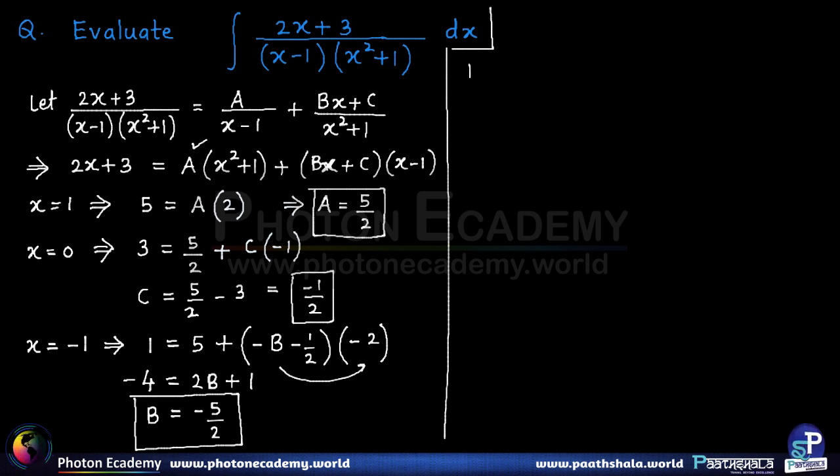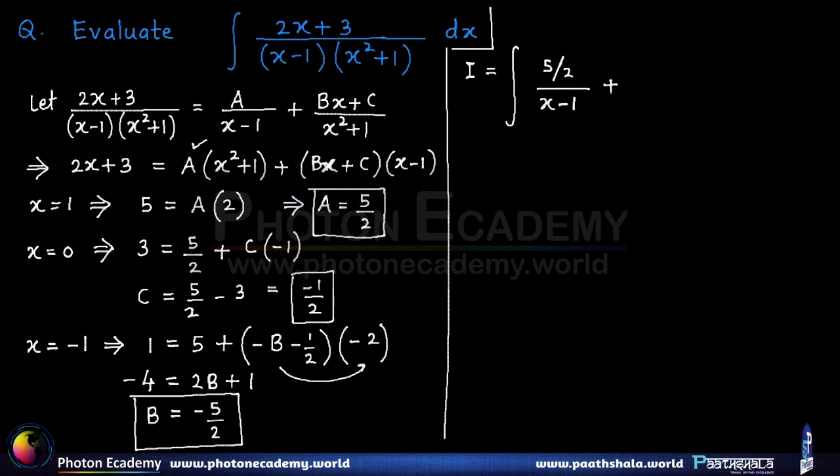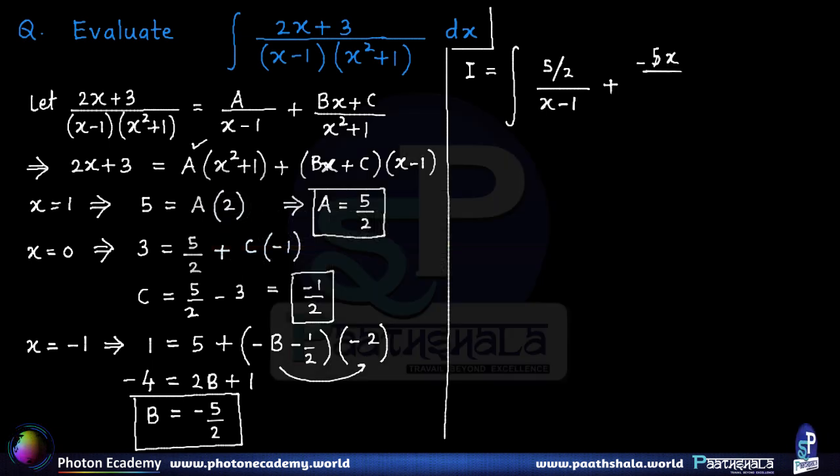So our integral can be written as the integral of A, which is 5 by 2, upon x minus 1, plus, now here we have Bx plus C, so B is minus 5 by 2, so here we have minus 5x by 2, plus C, but C is minus half, so we write it as minus 1 by 2, whole upon x square plus 1.